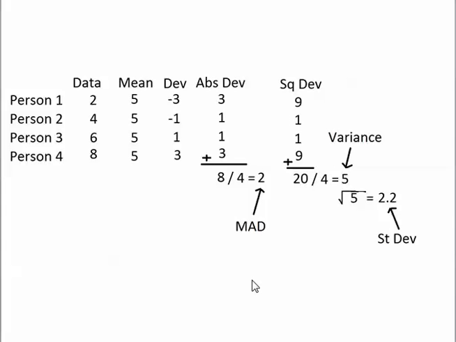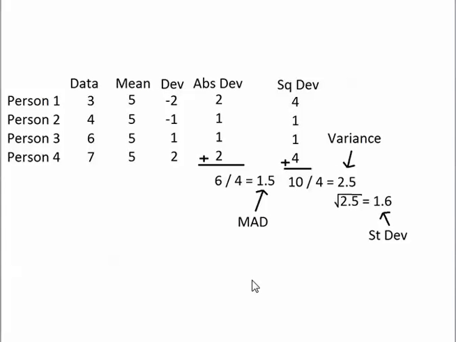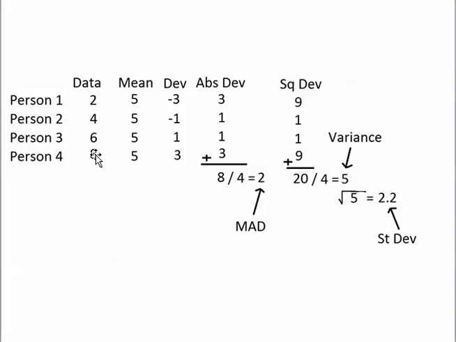What I'm actually showing you right here is that when the data gets more spread out, when these 4 data values get more spread out from each other, all 3 values will get bigger. So if I change the data set right here to make it more spread out, all 3 values will get bigger.